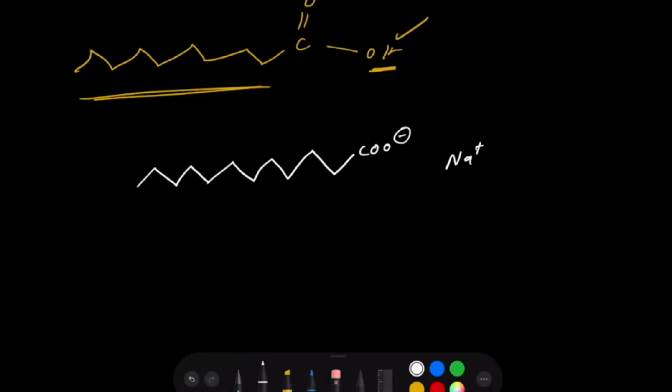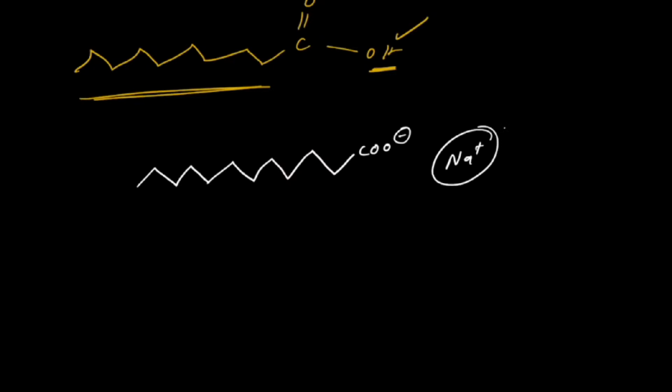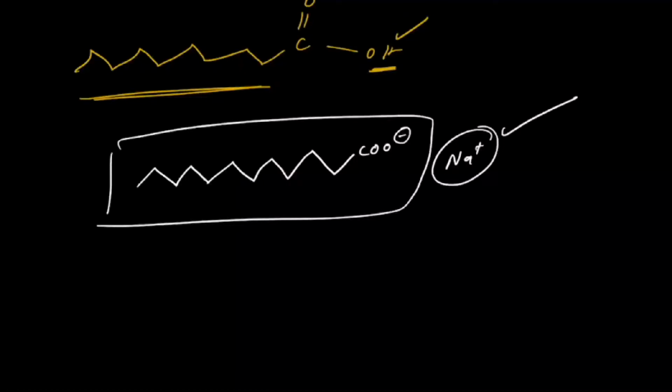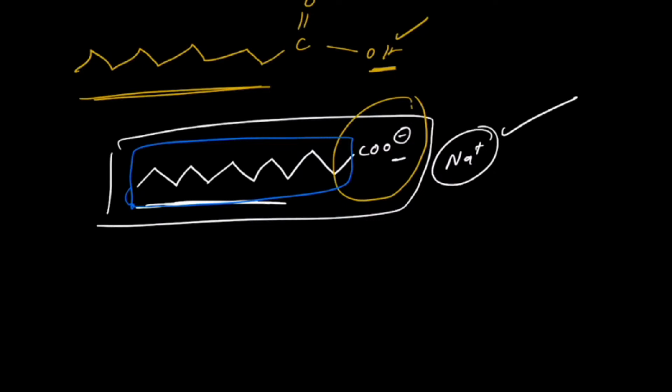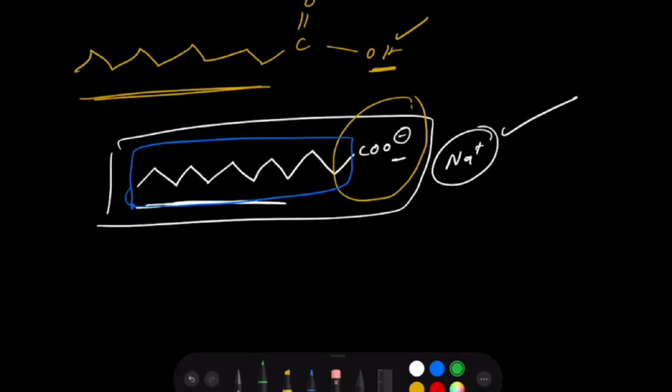Now when you put this soap in water, Na plus will just go and dissolve in water, and these anions will float in water. They have a negative charge on one side and they are non-polar on the other side. So this yellow part is polar, and this blue part is non-polar.